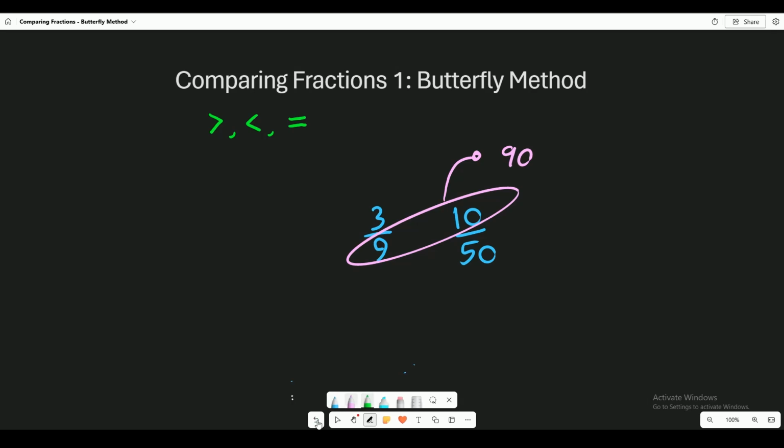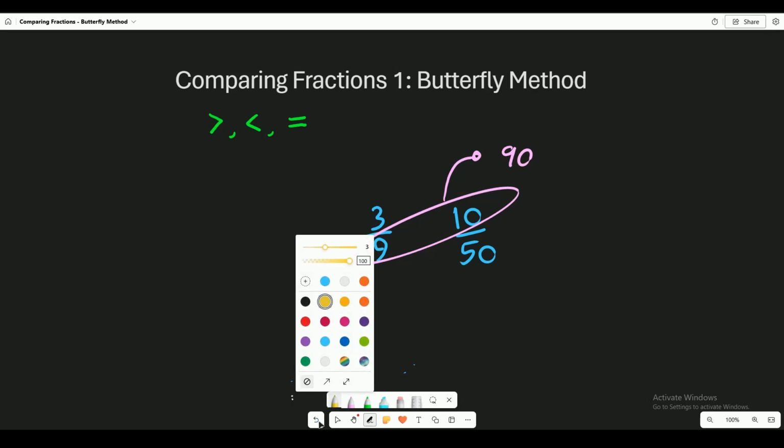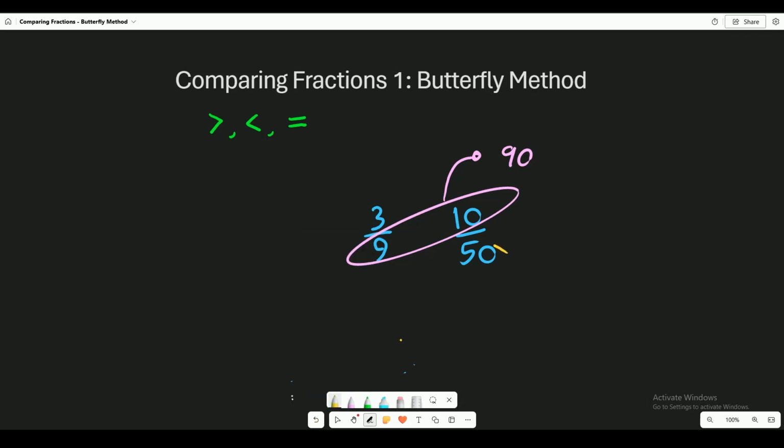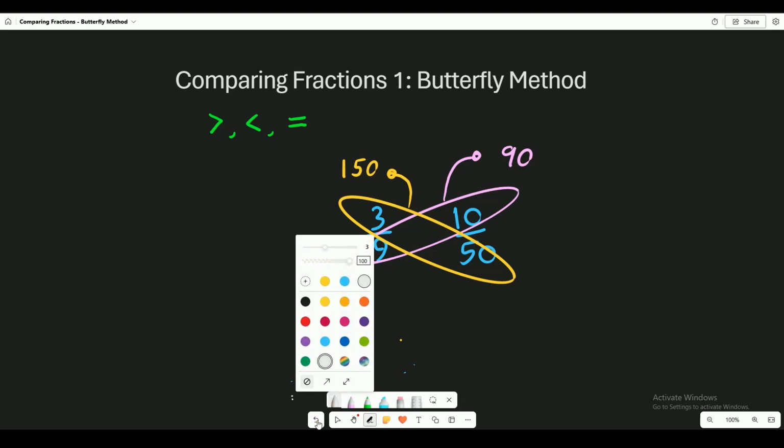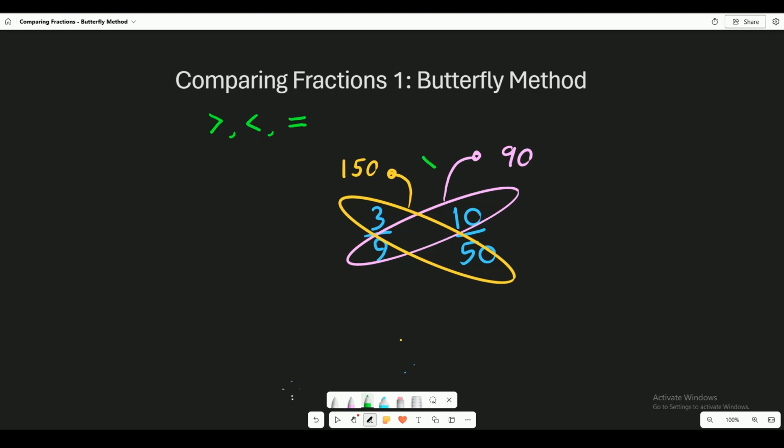Now we have, let's use yellow this time. We have 50 times 3, which goes right here. 50 times 3. It's gonna be 150. Right? And here we now have our comparison. 150 is greater than 90. So 3/9 is greater than 10/50. So 3/9 is greater than 10/50.